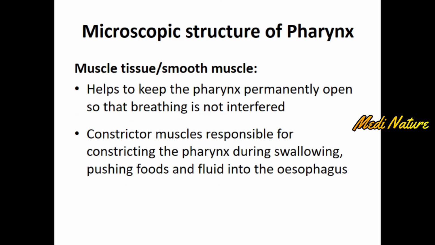There is a muscle tissue which surrounds the pharynx. It helps to keep the pharynx permanently open so that breathing is not interfered with. And there are some constrictor muscles which are responsible for constricting the pharynx during swallowing and pushing your food and fluid into the esophagus.